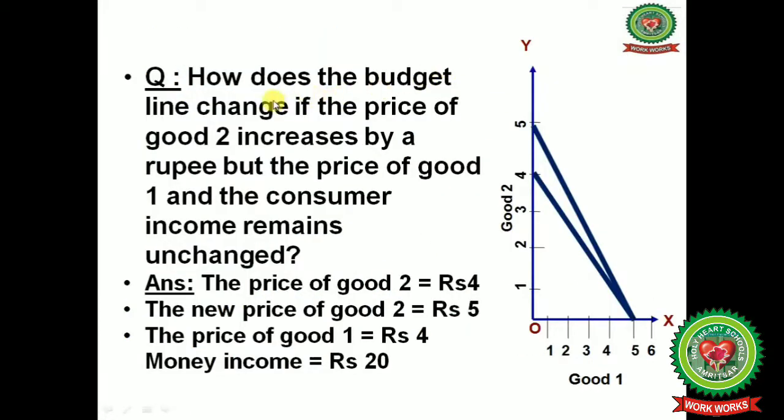Next one is, how does the budget line change if the price of good 2 increases by a rupee but the price of good 1 and the consumer income remain unchanged? The price of good 2, suppose rupees 4, and the price of good 1 is also 4. Now next one is, the new price for good 2 is rupees 5 and the price of good 1 is rupees 4.